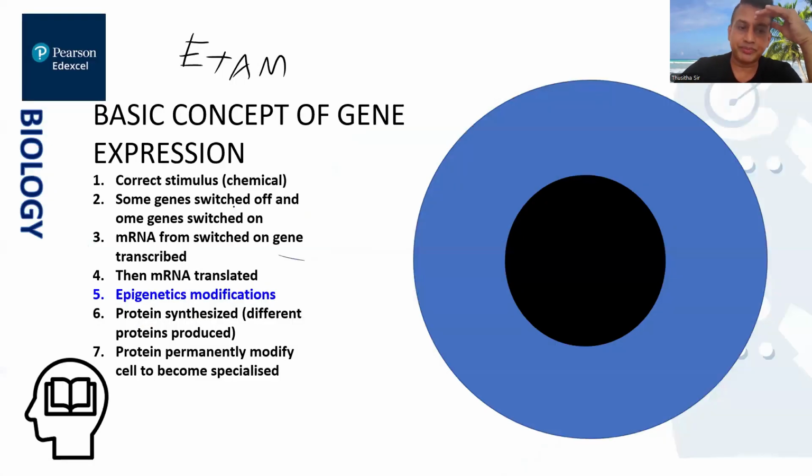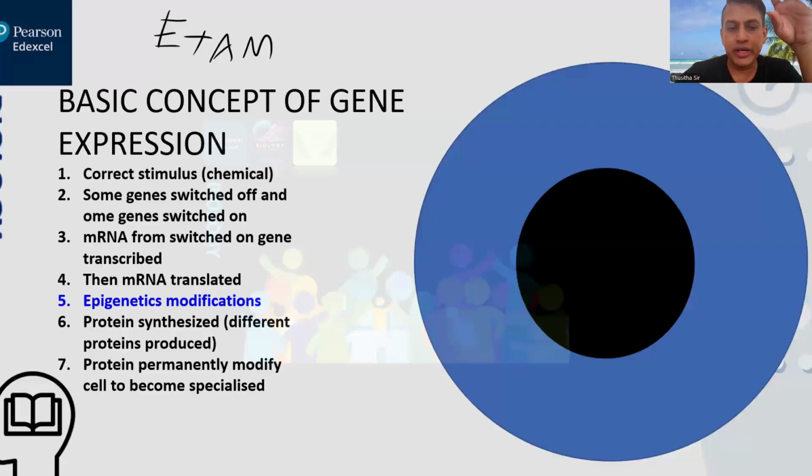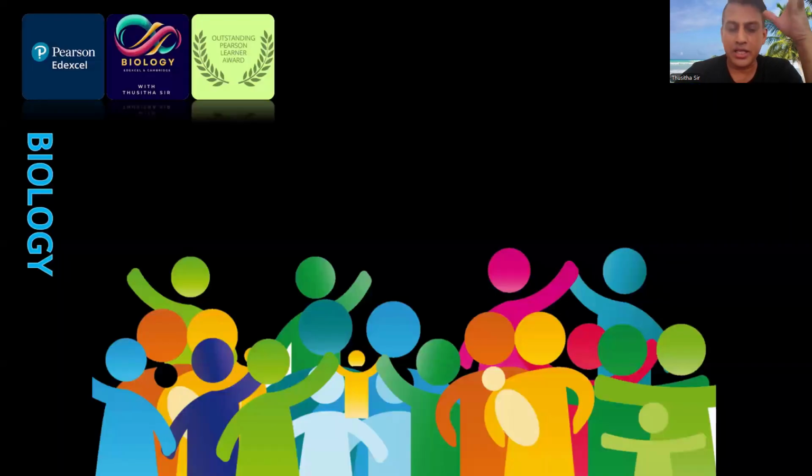So these are the points. There should be a chemical stimulus, and some of the genes switched off and some genes switched on. The switched-on genes are transcribed into messenger RNA and then translated into protein. Epigenetic modification is another concept coming from outside to make the differential gene expression. And protein synthesis takes place. The protein permanently modifies the cells to become specialized. So these 7 points you need to organize in a proper way to write the answer.